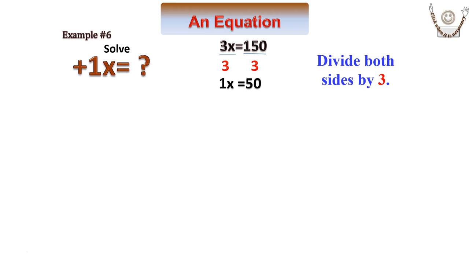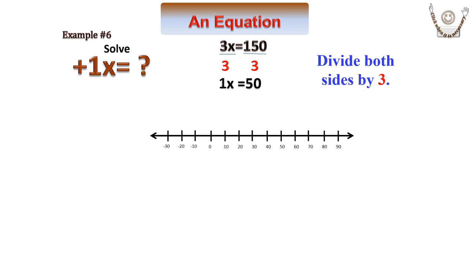We can show the answer like 1x is 50 or x is 50, or we can show the answer on the real number line like a point, and then checking. We want to be sure that x equals 50 is a solution. We have to replace x by the number 50 and check: is the left side equal to the right side or not? 3 times 50 is 150, so yes, x equals 50 is a solution.